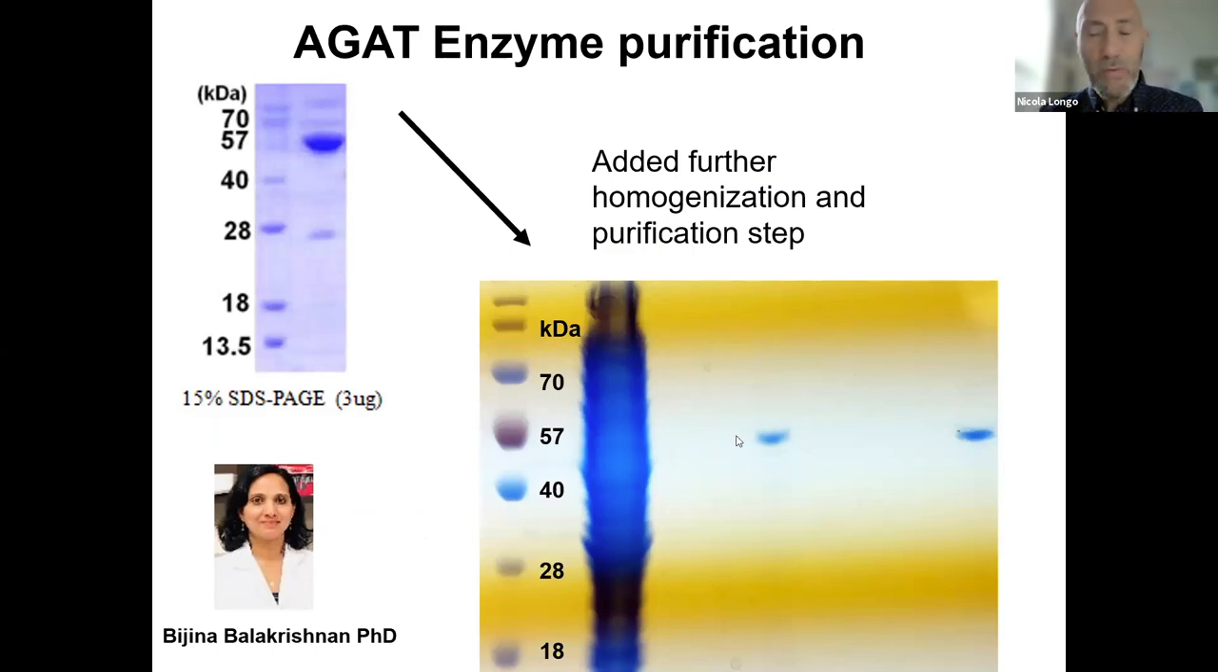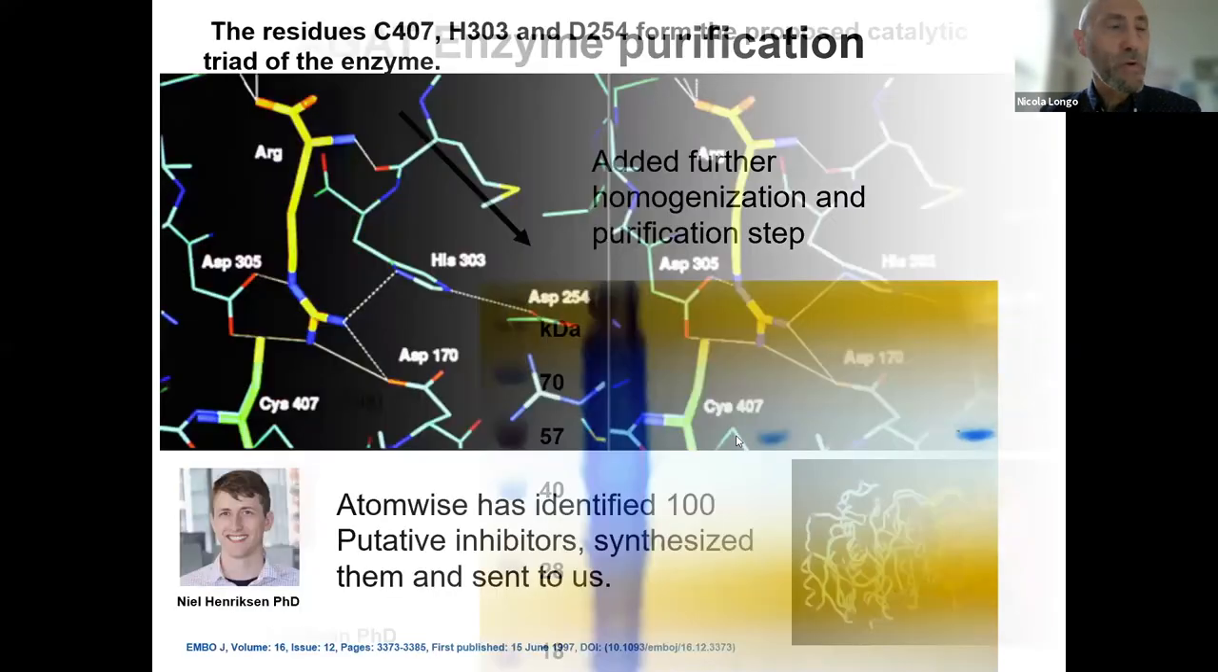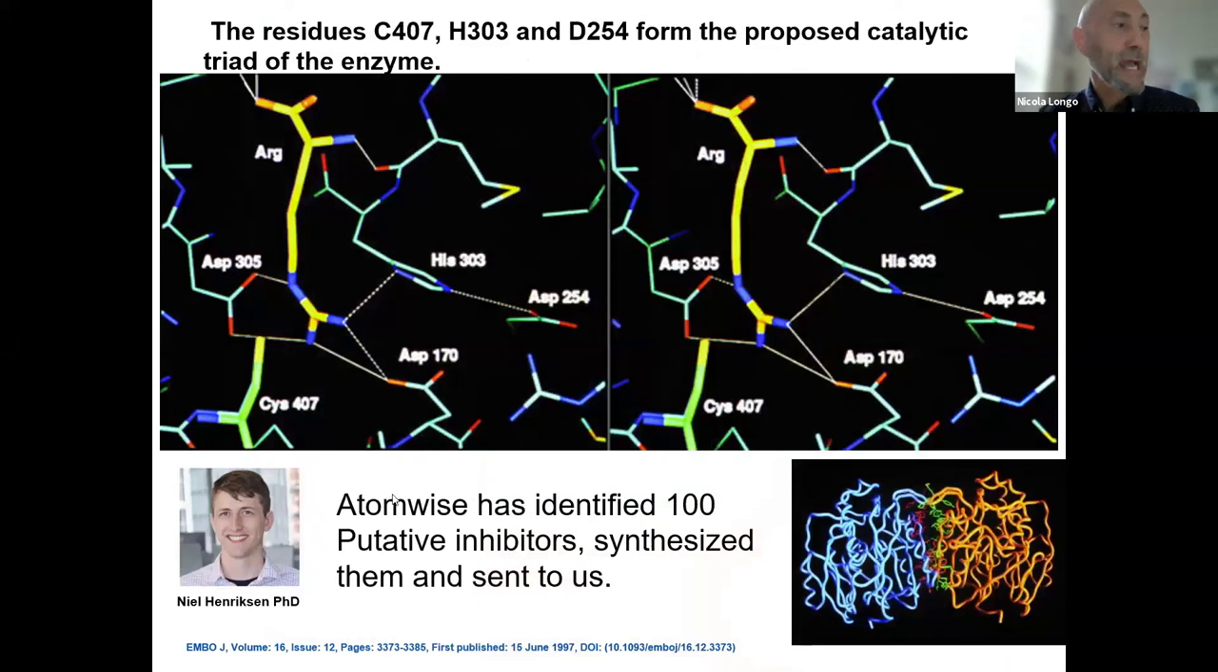What are we doing with this protein? We are collaborating with Dr. Neil Henriksen at Atomwise, who has identified 100 putative inhibitors of the active site of the AGAT enzyme, which is shown here, with arginine, one of the natural substrates, in the active site. And they have designed synthetic compounds that can bind to this site and inhibit the reaction.